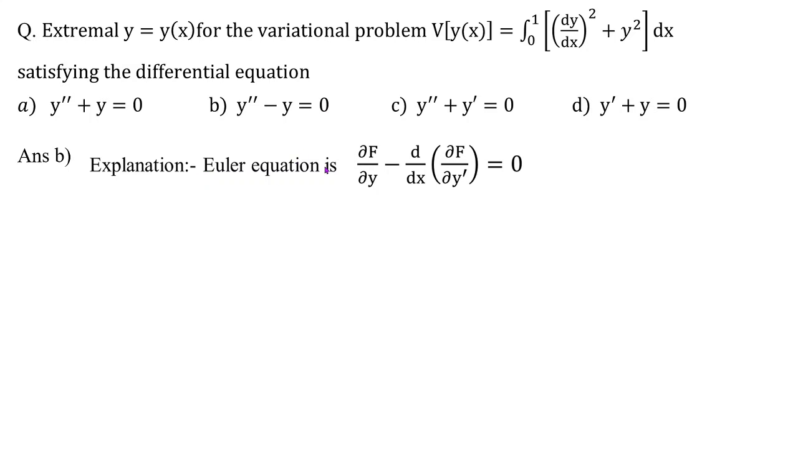Again we will solve the Euler equation. So just put the contents in the Euler equation. What we have, del f by del y is nothing but 2y, and del f by del y dash is 2y dash. Substituting this over here and simplifying, the derivative of y dash will be y double dash. Taking 2 common, 2 will get cancelled out. So we have y minus y double dash, which on rearranging can be written as y double dash minus y equal to 0. Hence option number B is the correct one.